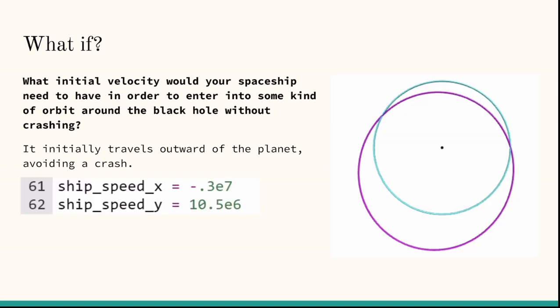What if? What initial velocity would your spaceship need in order to orbit the black hole without crashing? I did a lot of trial and error, and it initially travels outward of the planet to avoid a crash. Thank you.